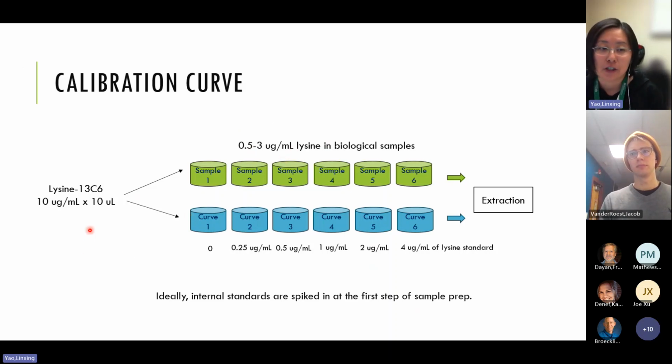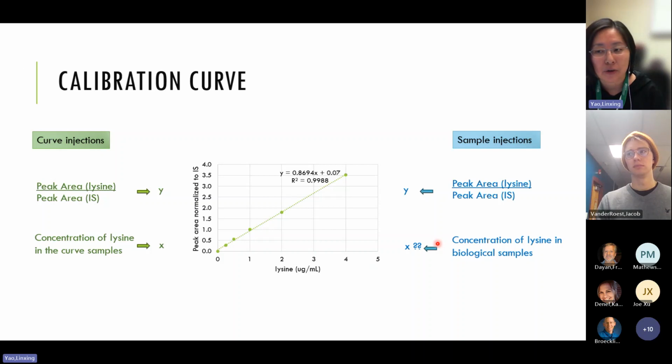And then you add the same amount of internal standard at the very beginning of sample prep, before sample prep, to the samples and to the curve samples. After that, you treat the samples and curve in the same way during sample prep and during data acquisition. And then in the acquired data, we can get a peak area of lysine and a peak area of internal standard in the curve injections, as well as in the sample injections.